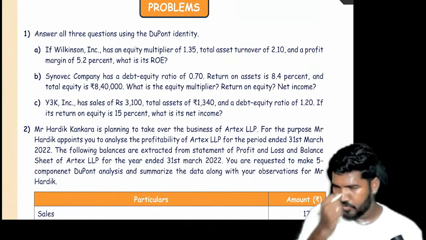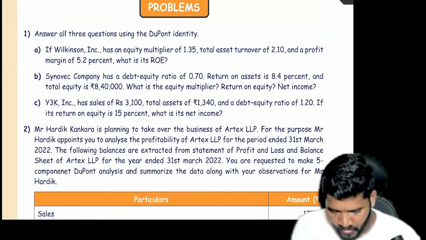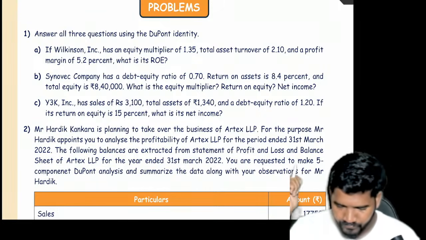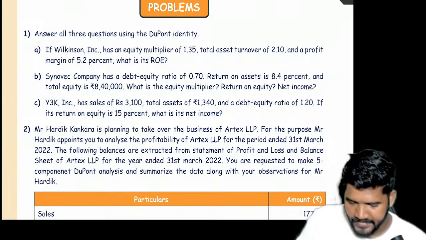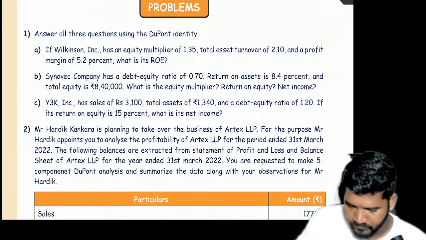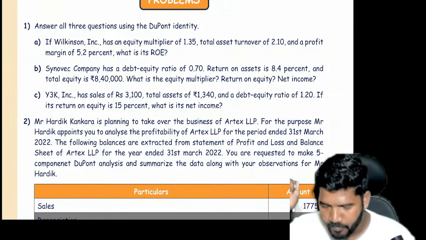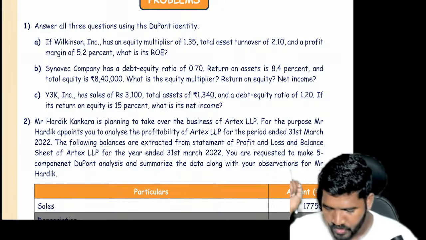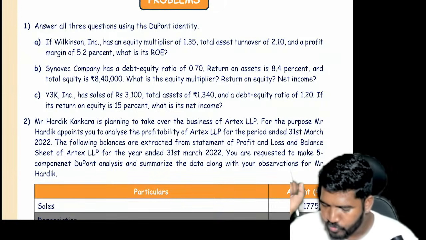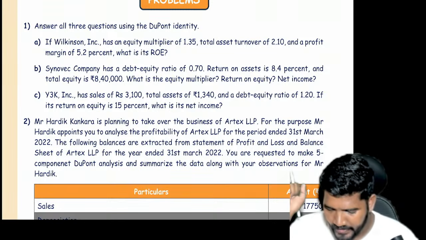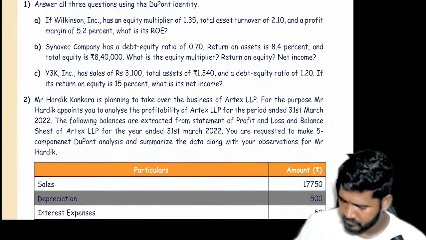Yeah, come to illustration number 1. Answer all 3 questions using the DuPont identity. Company case here: Wilson has an equity multiplier of 1.3, total assets turnover 2.1, profit margin of 5.2%. What is its return on equity?